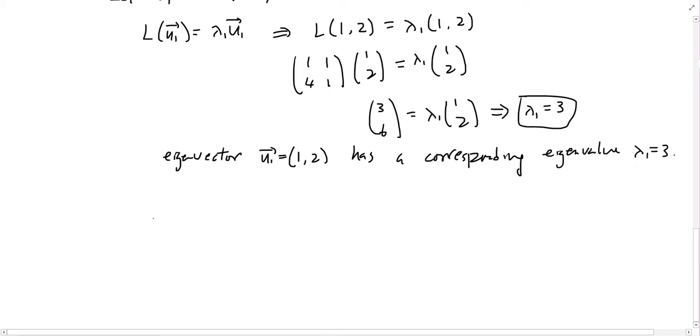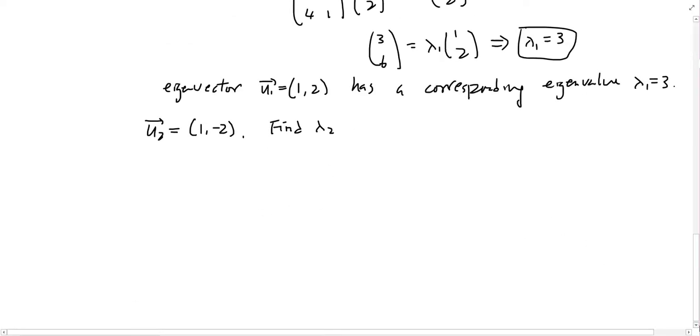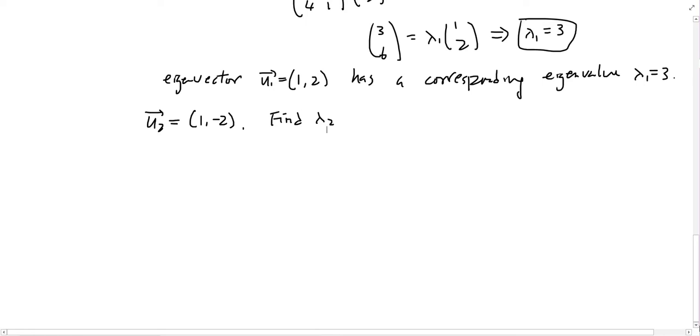Now you can definitely go ahead and try to find the eigenvalue for the other eigenvector. I'm going to call vector u2 the eigenvector (1, -2), and go ahead and find lambda 2. If you want to try that out yourself, pause the video so you can do your own math. If you don't want to see the answer, just pause the video and do your work. But I'm going to continue. So that would mean the matrix [1 1; 4 1] multiplied by (1, -2) should equal lambda 2 times (1, -2).